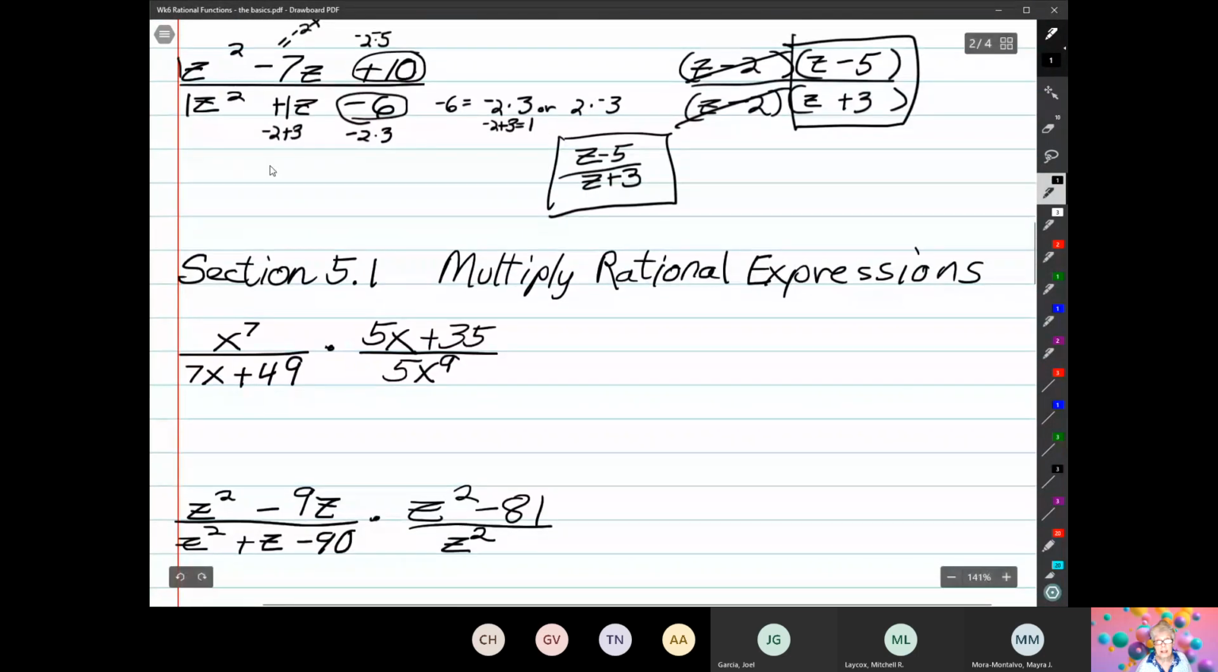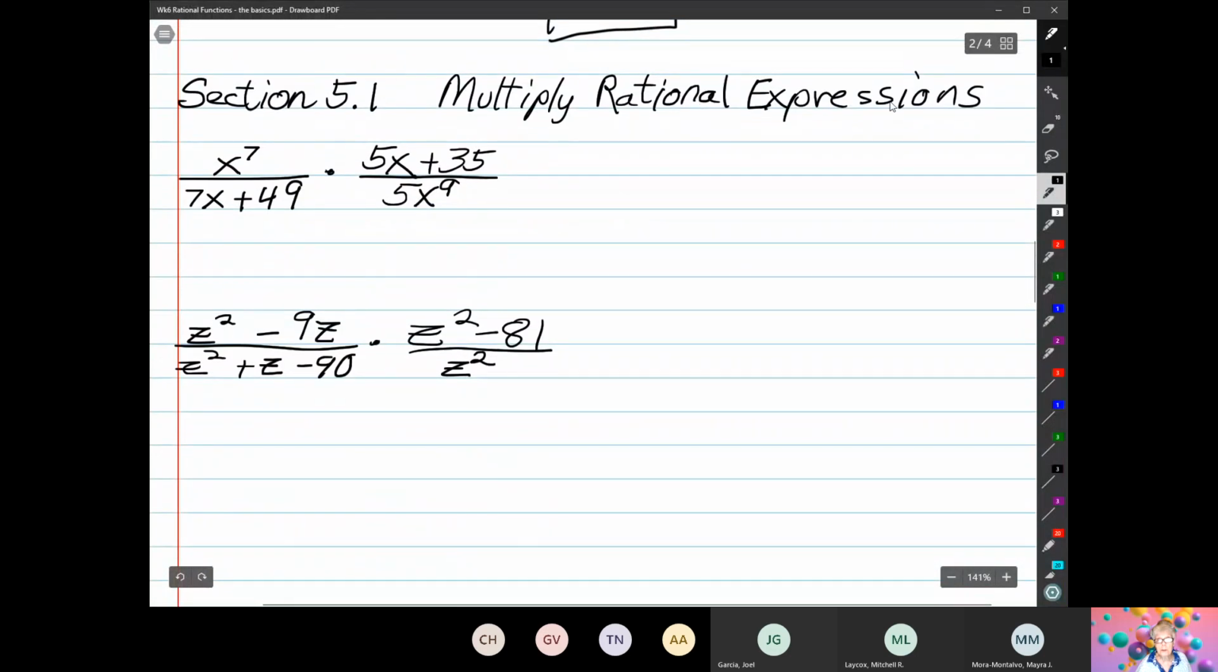And what this does is it comes before multiplying and dividing rational expressions, because part of what you do is factor and cancel, which is simplifying. So let us go about factoring and canceling. Here we're multiplying x to the 7th power over 7x plus 49 times 5x plus 35 over 5 times x to the 9th power. All right, here's what we do.